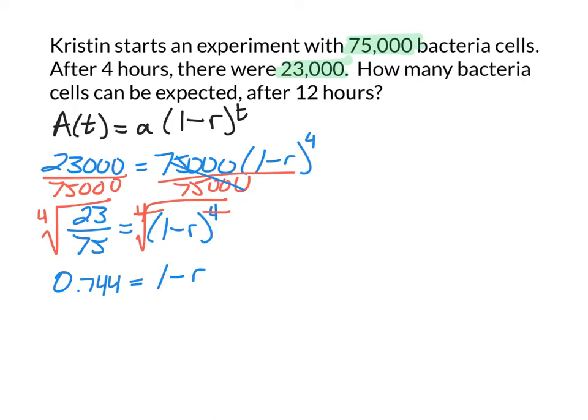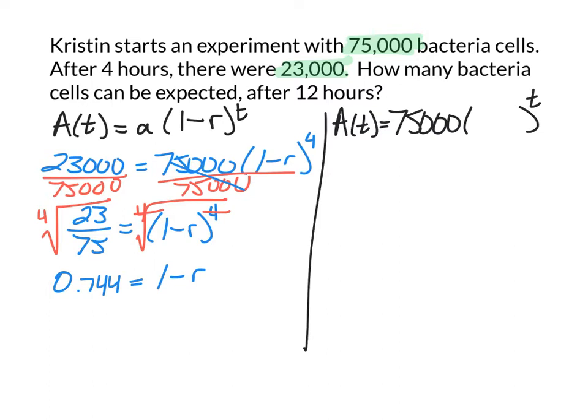Now, you could continue and solve this all the way for r, but this actually is a very good place to stop once we get to 1 minus r, because if we were to plug this value in, notice that the amount after a certain amount of time is going to be the initial amount, 75,000, times 1 minus r to the t power. And I know what 1 minus r is. It's 0.744. So there isn't really a need to go all the way down to solving for r, because we're good with the expression of 1 minus r.